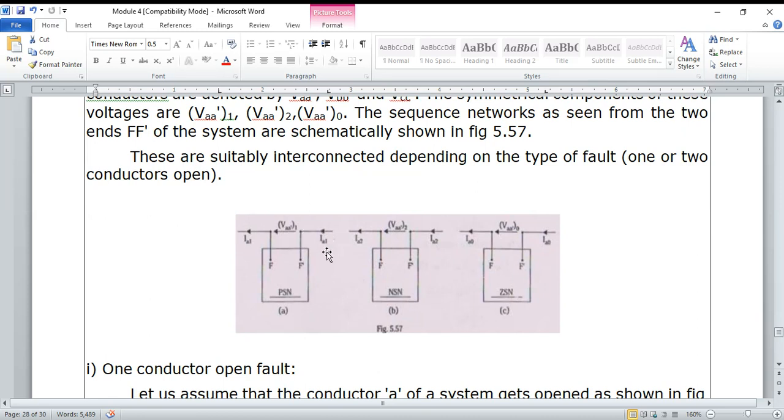The positive sequence network looks the same here. Here the currents are represented as IA1 in and IA1 out. The voltages are VA dash of 1, VA dash of 2, VA dash of 0. Here the currents are IA2 in, IA2 out, IA0 in and IA0 out. This is the representation of positive, negative, and zero sequence. Depending on the type of fault, whether it is a one conductor open fault or two conductor open fault, you have to connect these three networks, as you have already seen for single line to ground or double line to ground fault. Let me discuss the next one: the one conductor open fault.